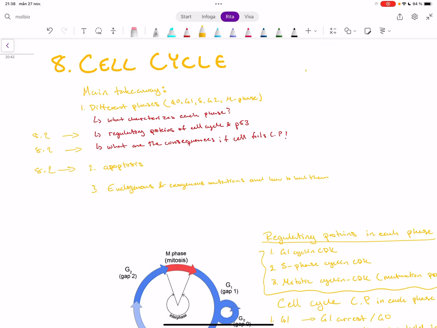Okay, so we will be speaking about lecture 8 and the cell cycle. The main takeaway from lecture 8 is, first, the different phases of the cell cycle, so G0, G1, S phase, G2, and the M phase. You need to know what characterizes each phase, the regulatory proteins of the cell cycle and P53, and the consequences if a cell fails a checkpoint.